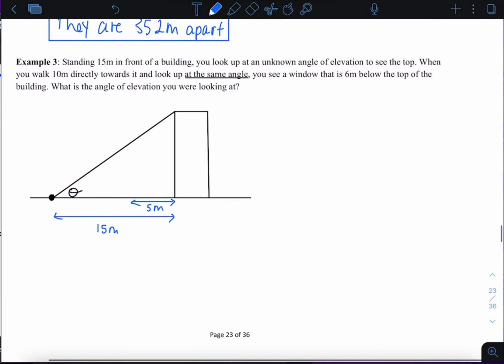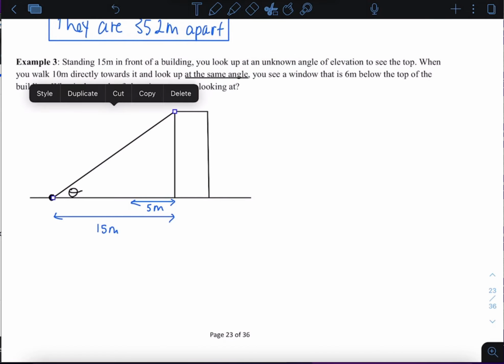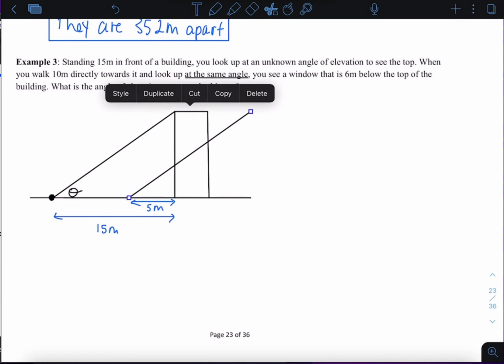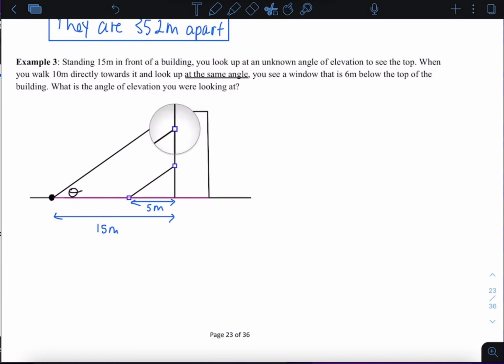And then what I'm going to do is try to make this exactly the same angle by duplicating this. And bring it closer. And then I'm going to shrink this down. Great. So if I've done this more or less correctly, this theta should be the same. Okay, these are the same angle.